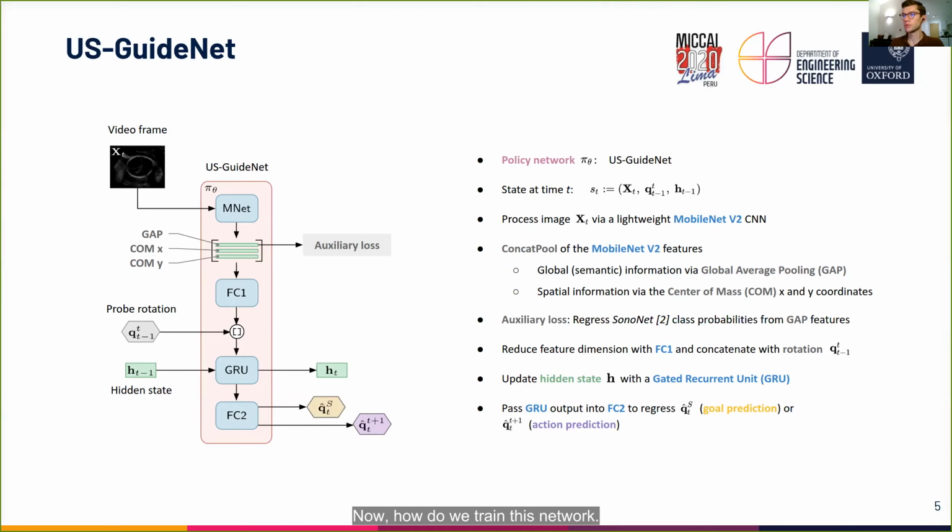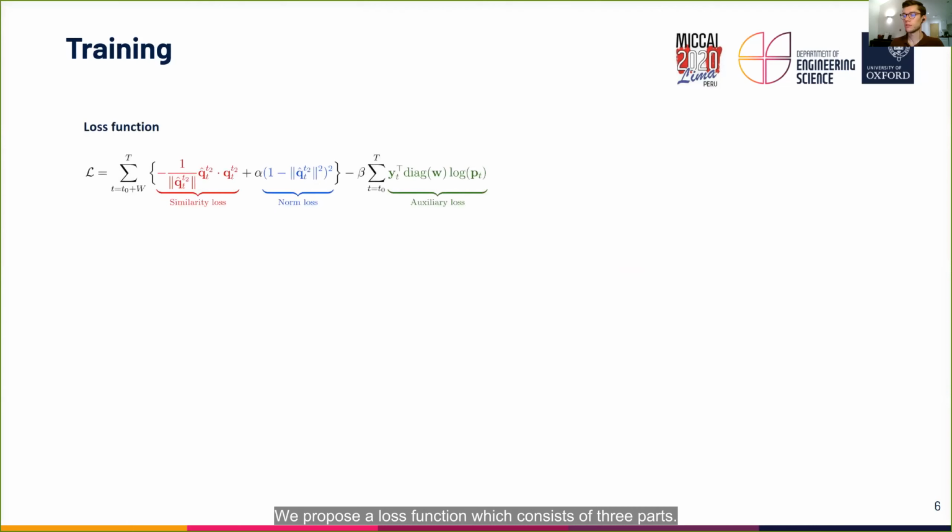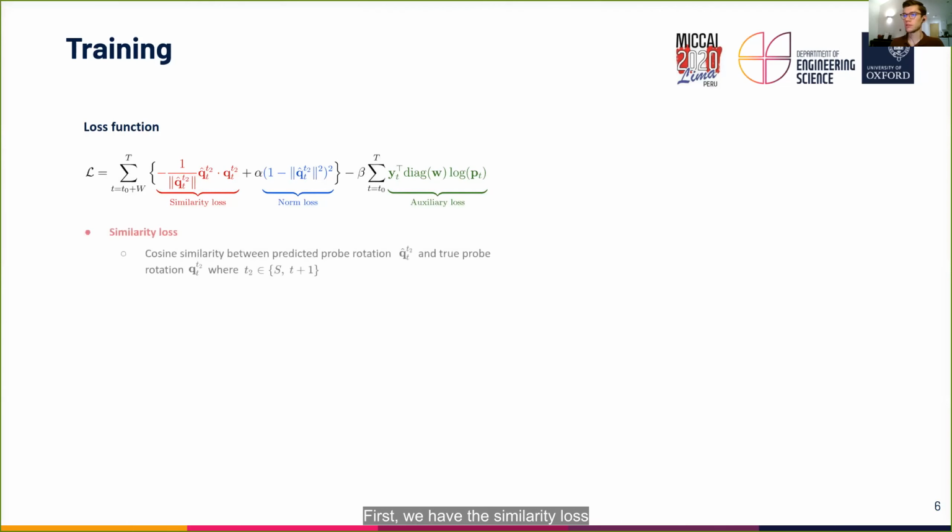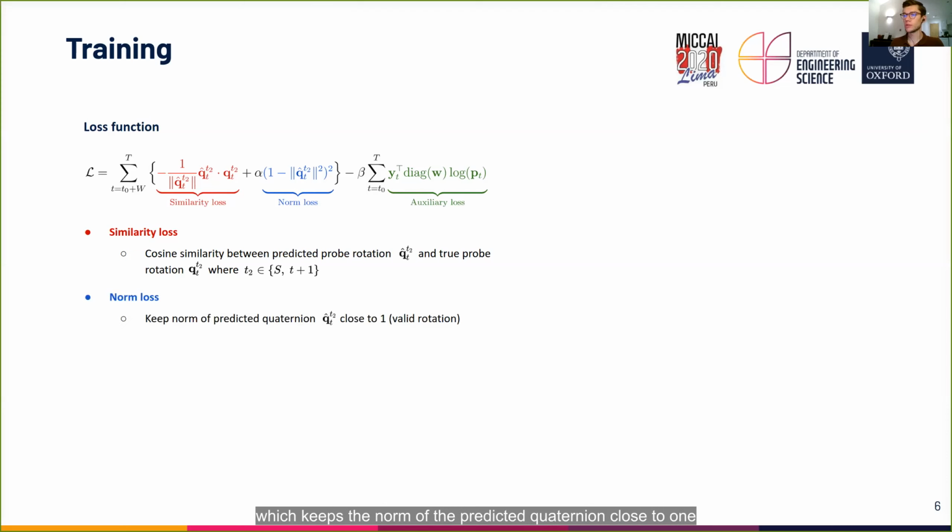Now, how do we train this network? We propose a loss function which consists of 3 parts. First, we have the similarity loss, which maximizes the cosine similarity between the predicted probe rotation and the true observed probe rotation. Next, we have the norm loss, which keeps the norm of the predicted quaternion close to 1, which is necessary for valid rotation quaternions.